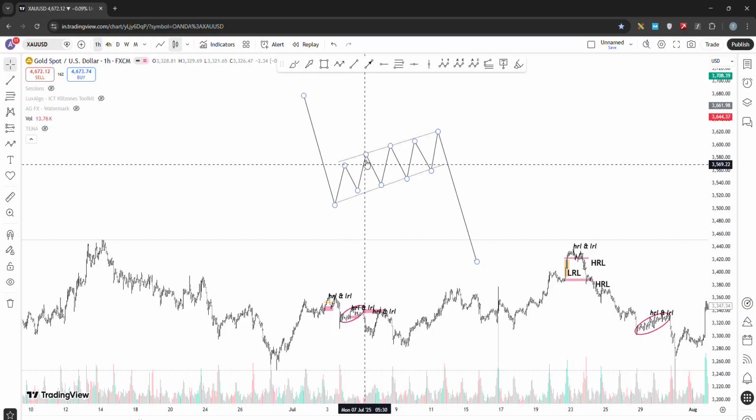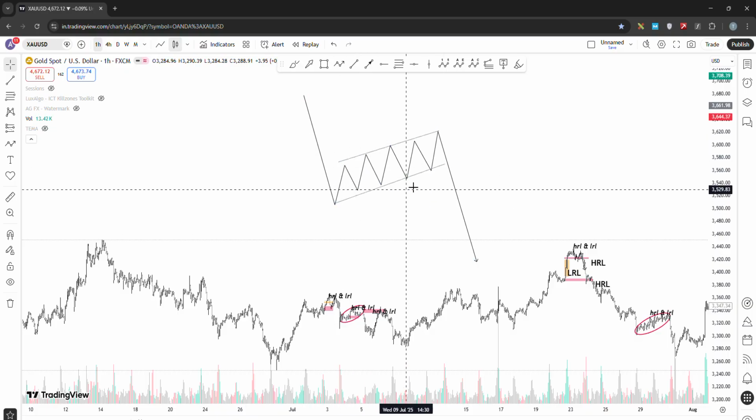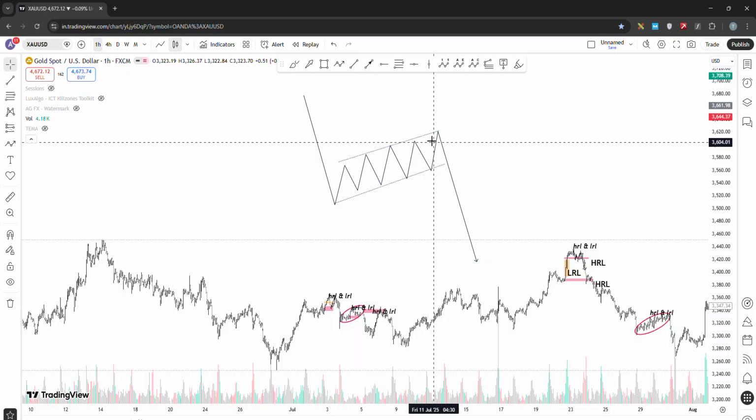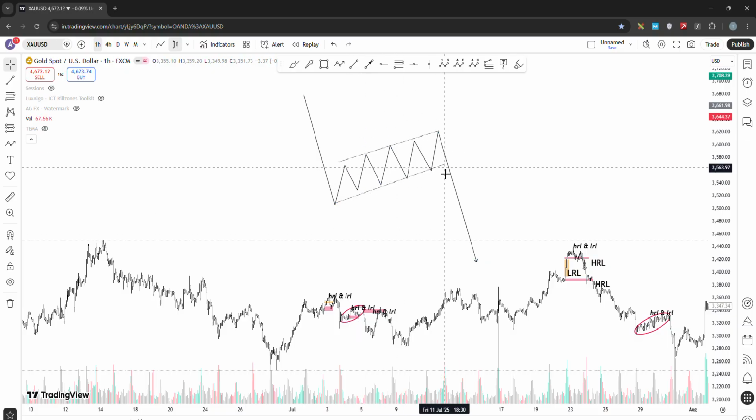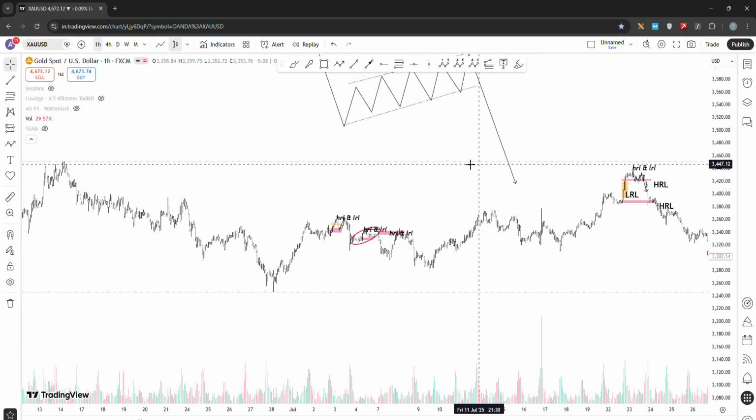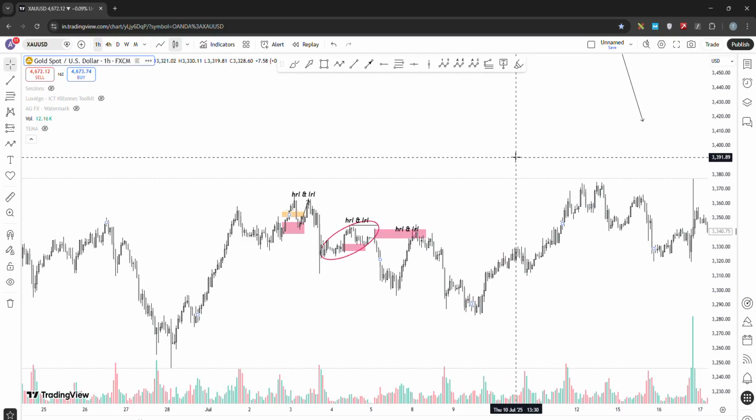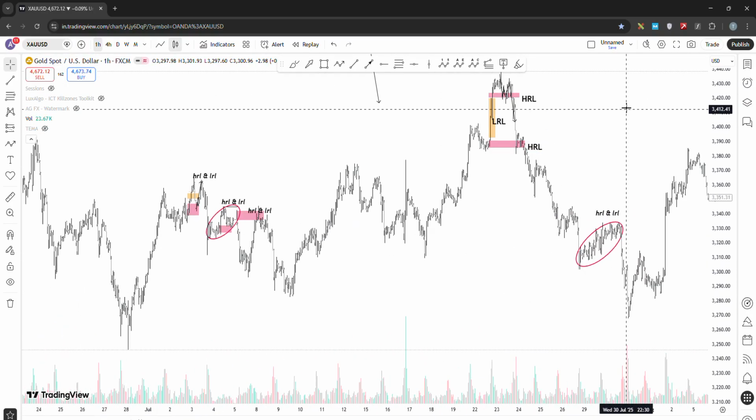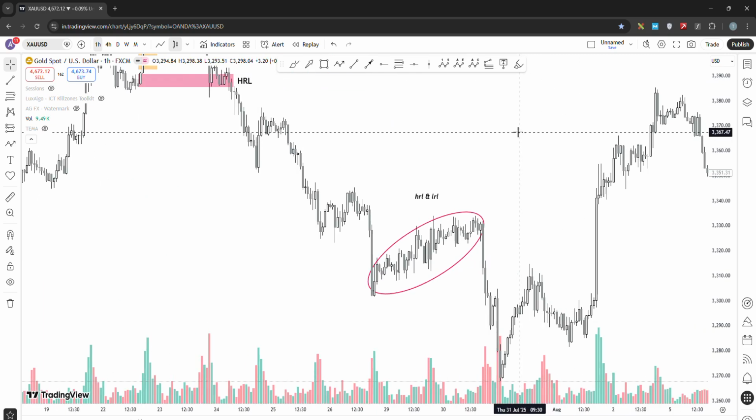So market will consolidate just to create more liquidity to trap more retails, and once the retail has been trapped, then market will move through the zones very, very fast. Okay, let me show you an example. Okay, so look at this.